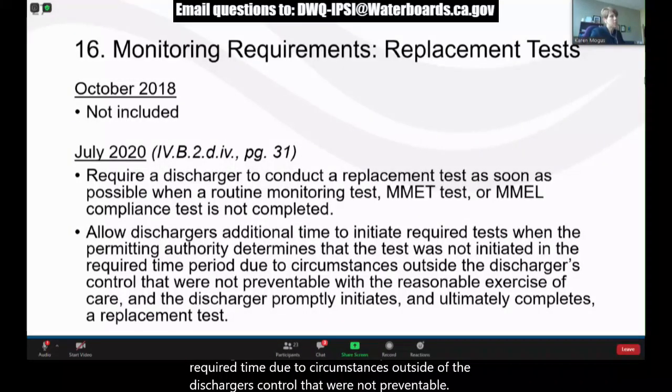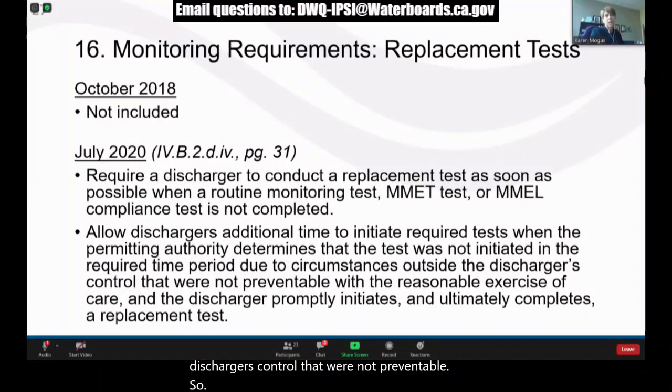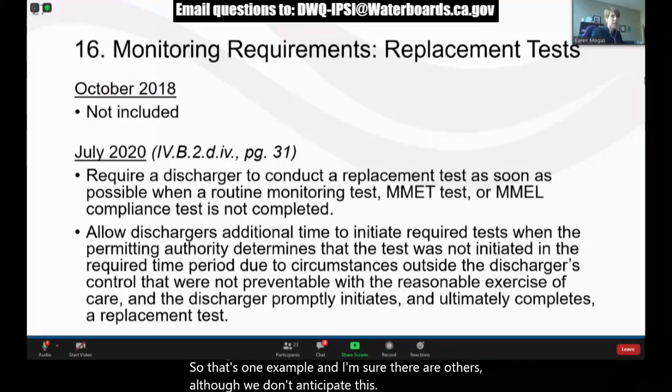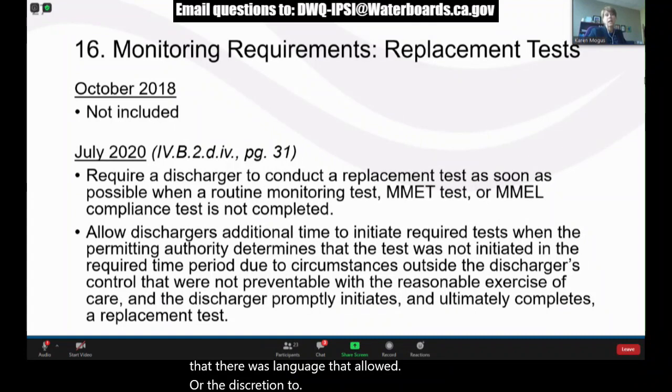So the example I like to use is a laboratory receives some fathead minnows in a shipment and there's a hole in the bag and all of the little minnows are dead and can't be used for a toxicity test. So that's one example, and I'm sure there are others. Although we don't anticipate this being something that happens frequently, we wanted to make sure that there was language that allowed for the discretion to initiate new tests quickly, but not get a violation of your monitoring requirements if this situation occurs.